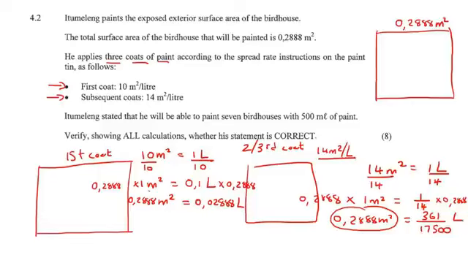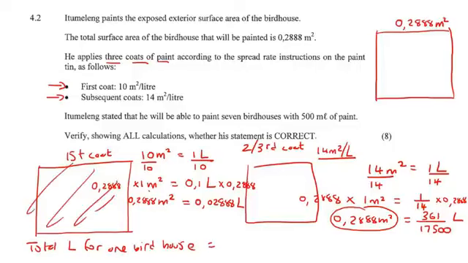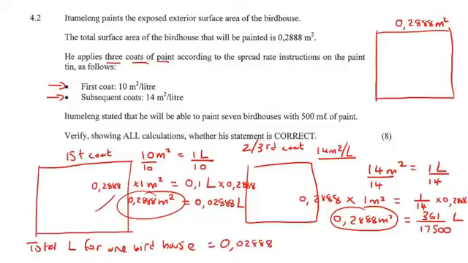But remember, you're going to paint this one twice, because you're going to do a second and a third coat. So how many liters are we going to have to use? So the total liters for one birdhouse is going to be the first coat, where you paint 0.2888 meters squared, and you're going to use that many liters of paint. So 0.0288 plus. Now, when you paint the second coat, you're going to use that many liters of paint.